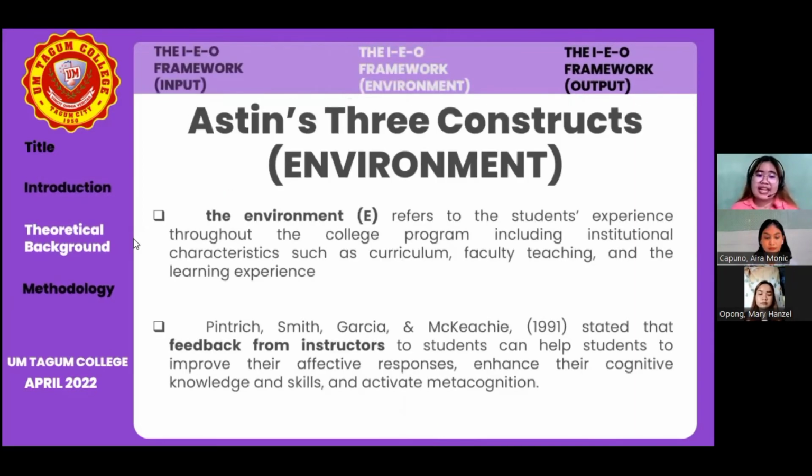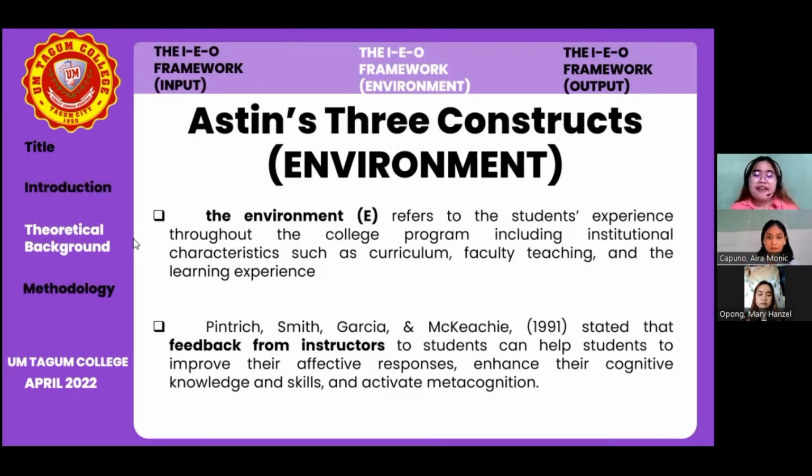On the other hand, E, or the environment, refers to the student's experience throughout the college program, and it includes institutional characteristics such as curriculum, faculty teaching, and the learning experience, which may relate to the instructor's feedback that intends to boost student performance through helping learners on their performance and directing their learning and efforts.